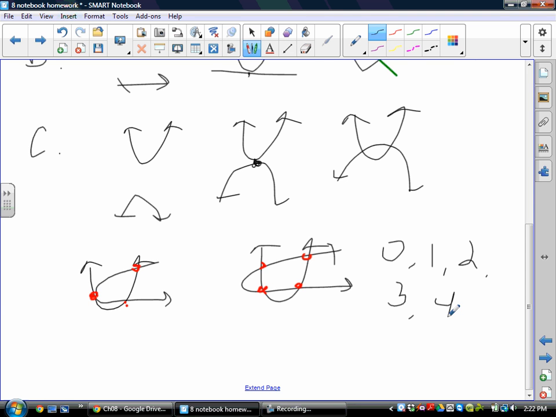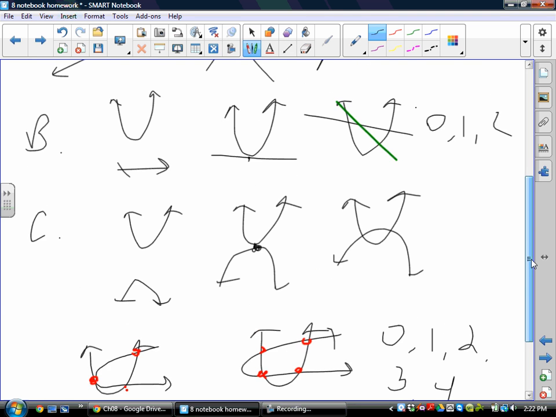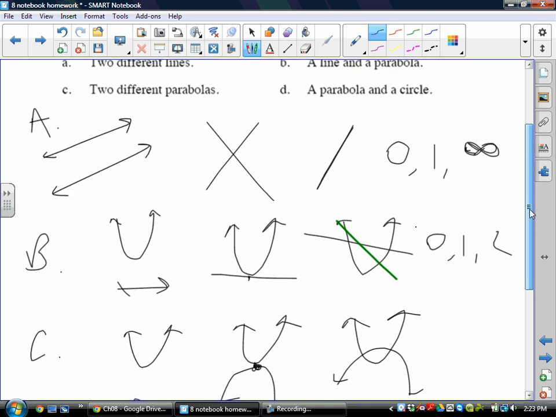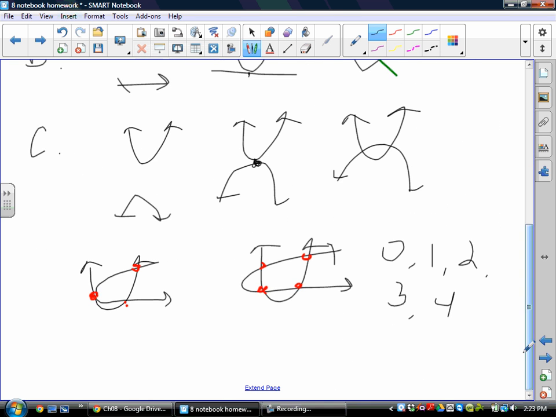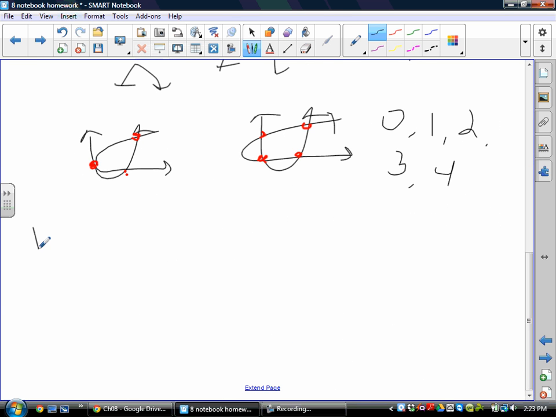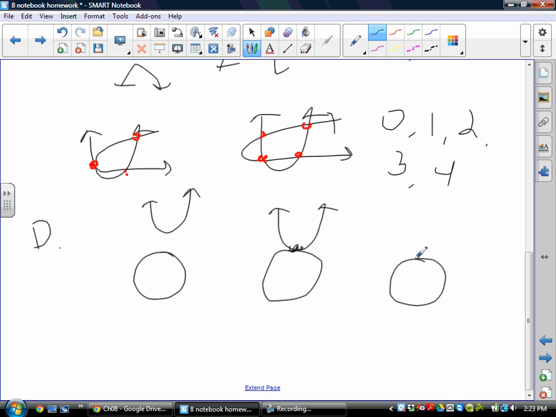Okay. Last one, part D, wants us to find a parabola and a circle. Okay. Let's figure that out. D. Parabola and a circle. So let's think if they're not touching. I got a circle here. A parabola, it starts up higher, so that's nothing touching. We could have it touch directly, right there. That was a pretty good one. Right here is 1 time touching. Okay. We could have a circle and a parabola going through, it's touching twice.